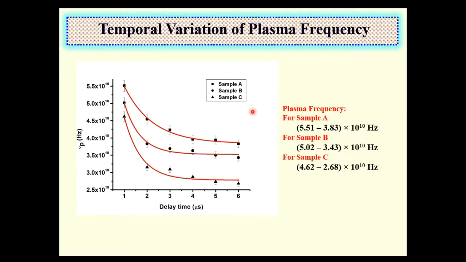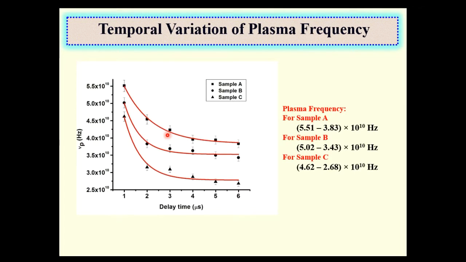For sample A, it varies from 5.51 to 3.83 × 10^10 hertz. For sample B, it varies from 5.02 × 10^10 to 3.43 × 10^10 hertz. For sample C, it varies from 4.62 to 2.68 × 10^10 hertz. So again, this shows the decreasing trend.